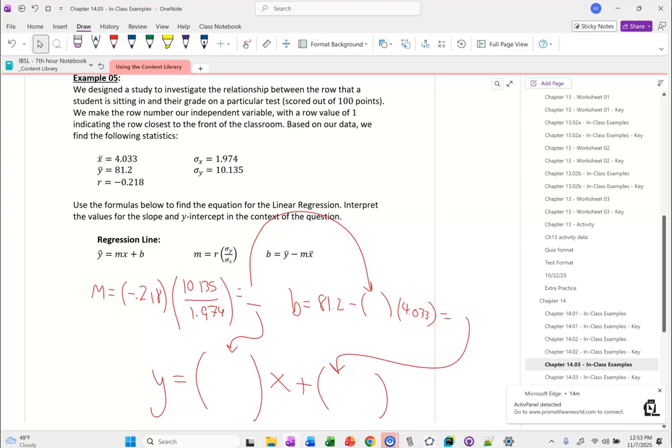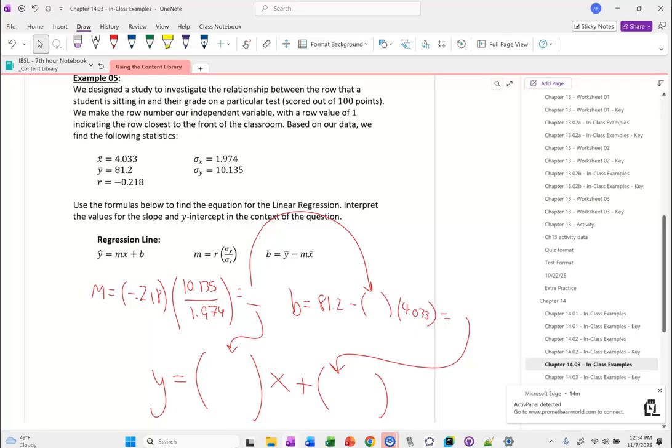What is the y-intercept representing? How would I say that in words? So you would say it would be a test score of B, whatever the number B is, when a student is sitting in row 0, right? Because the y-intercept is 0, comma B. What does row 0 mean? Row 1 is the closest to the front of the classroom.